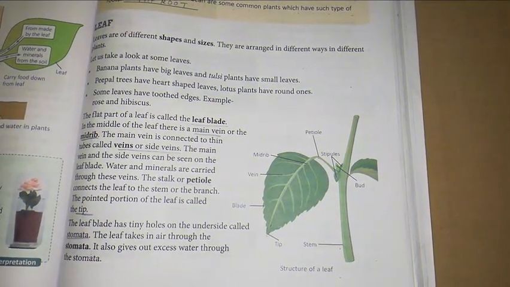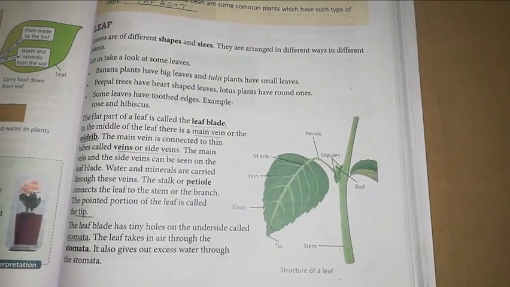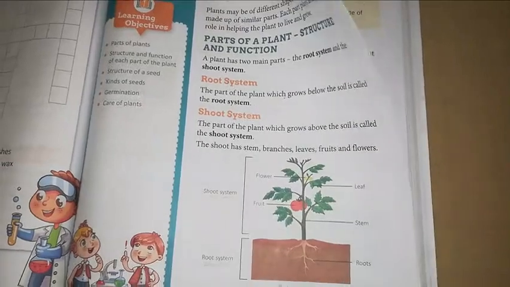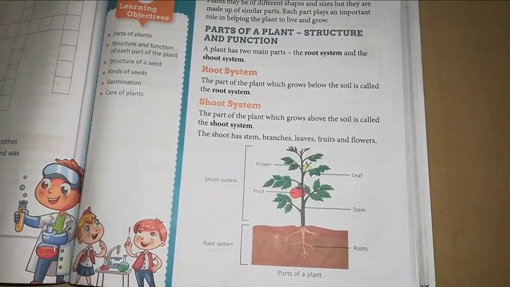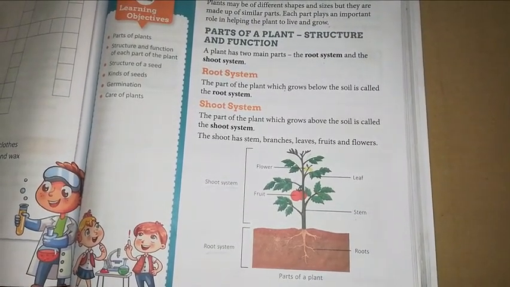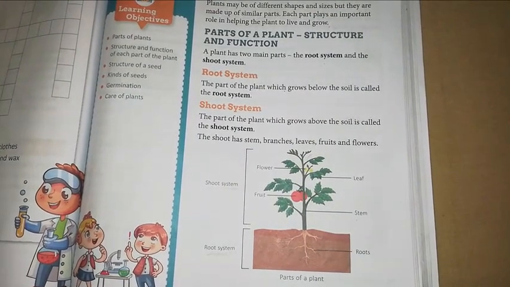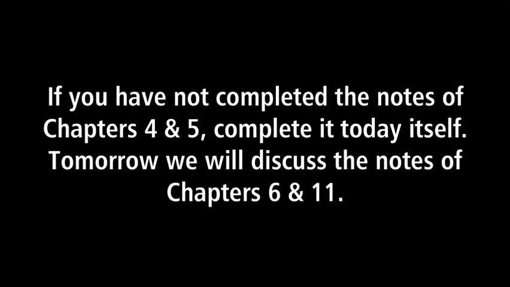You should also do 2 picture based questions, that is parts of a leaf and parts of a plant. You should draw the diagrams neatly, label it properly and color it. If you have not completed the notes of these two chapters, complete it today itself. Tomorrow we will discuss the notes of chapters 6 and 11.